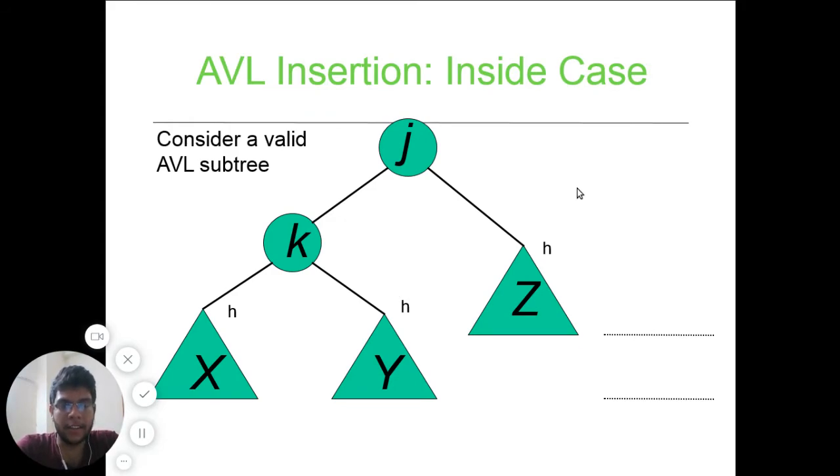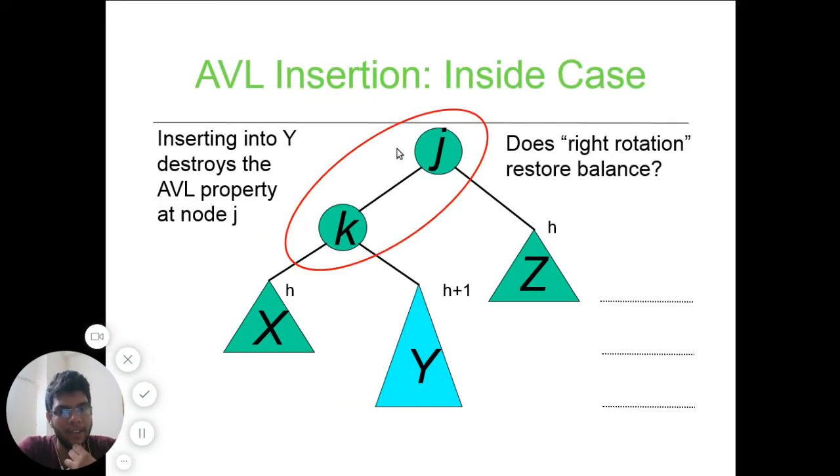AVL tree insertion, inside case. I recommend that you be a little more focused for this part because it is a little involved. Consider a valid AVL tree. Again, this is valid: height h plus 1, balance factor 1 at node J. Here AVL insertion happens through the path J, K and into the subtree Y in such a way that the height of the subtree has increased by 1. So inserting into Y destroys the AVL tree property at node J. As you can see, the height of K has become h plus 2, the height of this right subtree is h. So the balance factor at node J is 2.